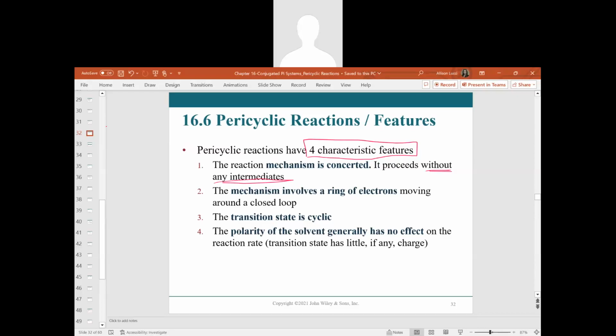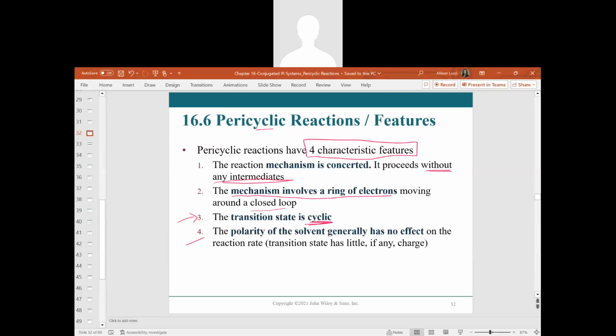And then we have our second characteristic feature here. The mechanism involves a ring of electrons, hence the cyclic part of pericyclic. So we end up with a ring of electrons moving in a closed loop system. Then we also have our transition state in the third characteristic here. It will be cyclic for all of these types of pericyclic reactions.